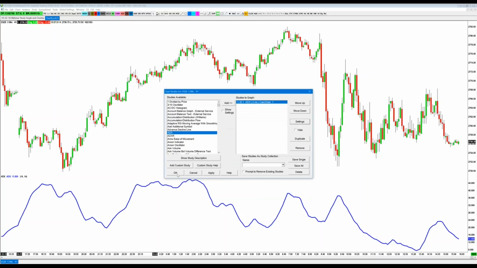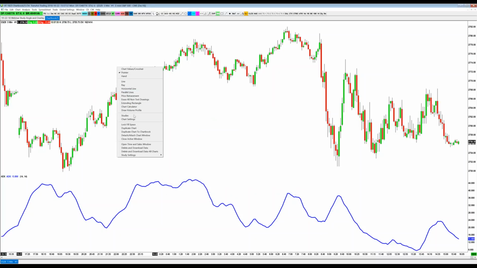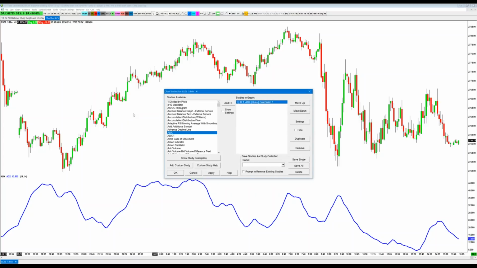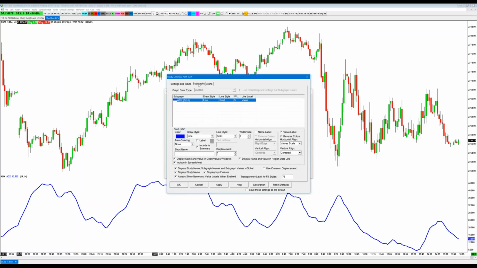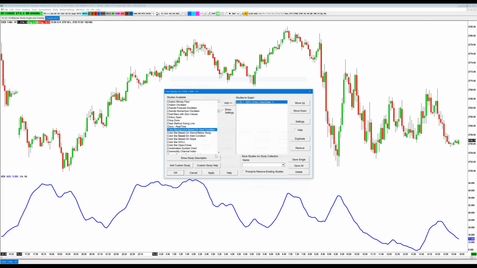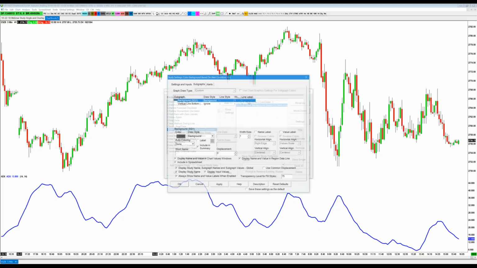Okay, now there's a lot of people who tell us, I want to stay out of the market when the ADX is less than a certain number for this reason or that. Maybe there's not enough movement. Maybe I tend to get chopped up during that time period, that sort of thing. Color background based on alert condition. We're looking at the ADX, which is ID1. The ADX only has, thankfully, one subgraph, SG1. So I'm just going to add color background like this.